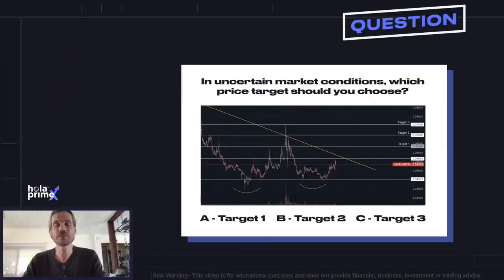In uncertain market conditions, which price target should you choose? A, target 1, B, target 2, or C, target 3? The answer is A, target 1.